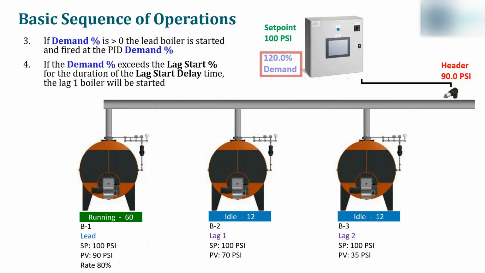If the demand percentage exceeds the lag start percentage for the duration of the lag start delay time, the lag 1 boiler will be started. Now, lag start percentage and lag start delay time are parameters that we're going to talk about a little later in the presentation, but just understand that if the demand rises to a point where you need more than 1 boiler to meet the demand, it's going to start up another boiler. Okay, so boiler number 2, or the lag 1 boiler, has been started in this case because we have a demand of 120%.